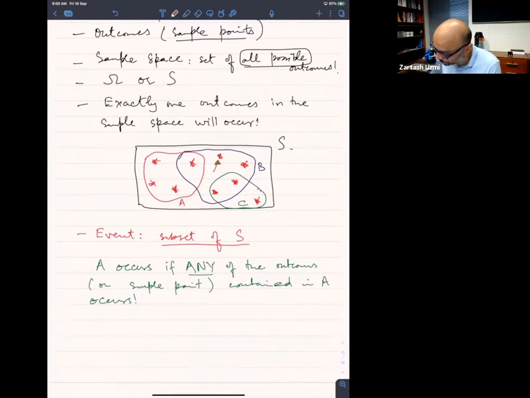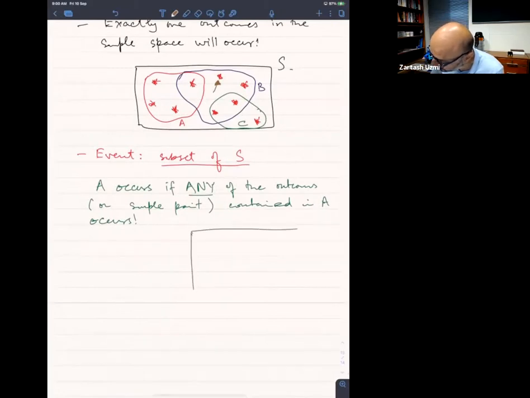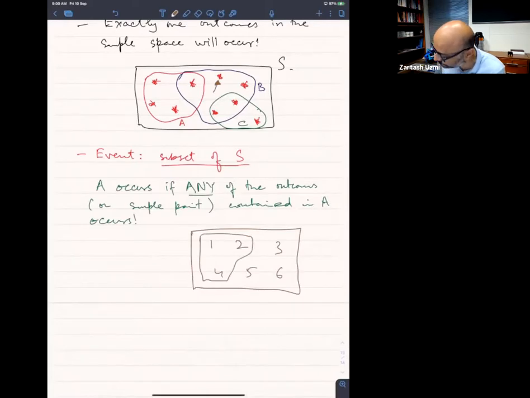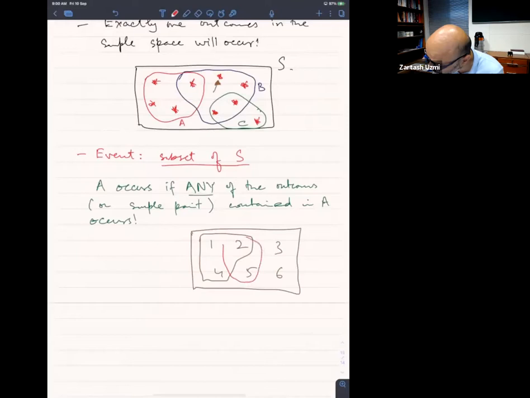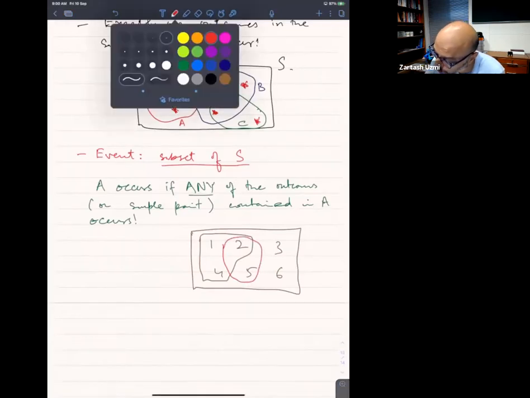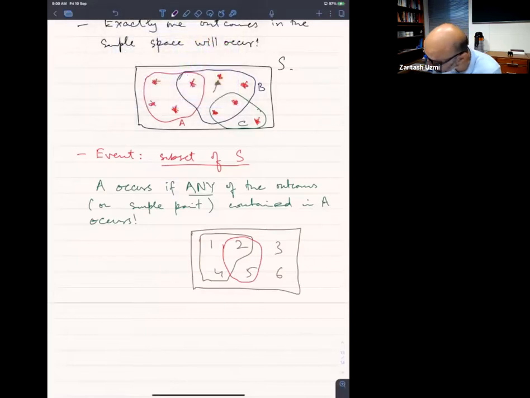C does not occur. So let me give you one more example. Let's say you roll a dice, so you get numbers 1 2 3 4 5 6. One event you have is this A. Another event you have is B, and one more event you have is C. So this brown one is A, the red one is B, and the blue one is C.